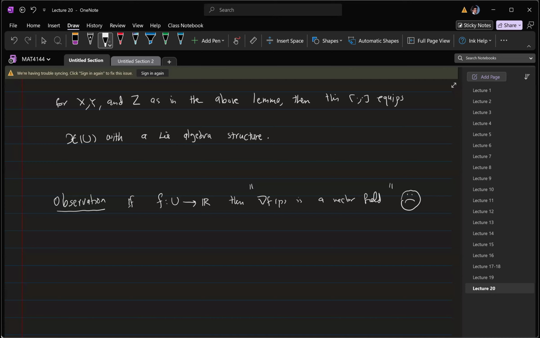So what is the derivative of a function? The derivative df, if you think about tangent spaces, is supposed to be a linear transformation from some space to some space. So what is that space? It will be the tangent space at the point P to U, and the values will be in the tangent space at f(P) to R, which, R being a vector space, is just R. In other words, this derivative really is in the dual of the tangent space. It's a linear map on the tangent space.